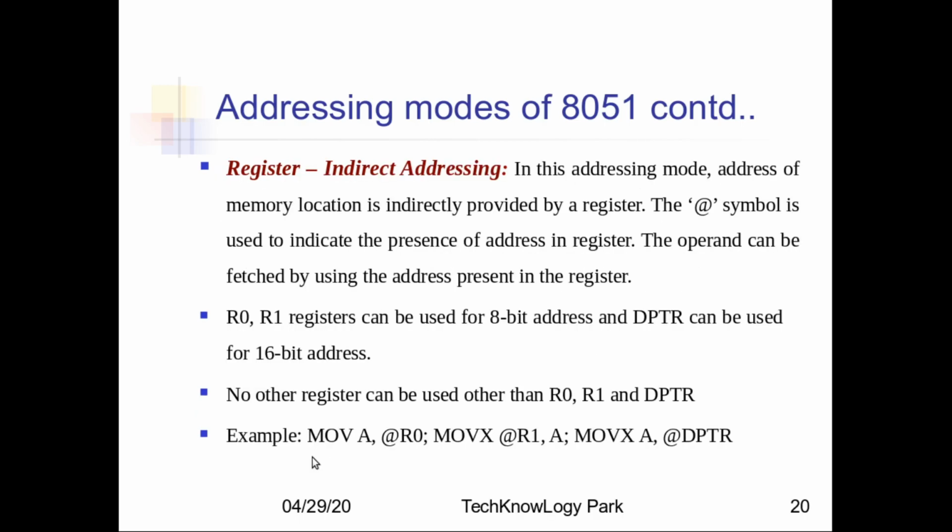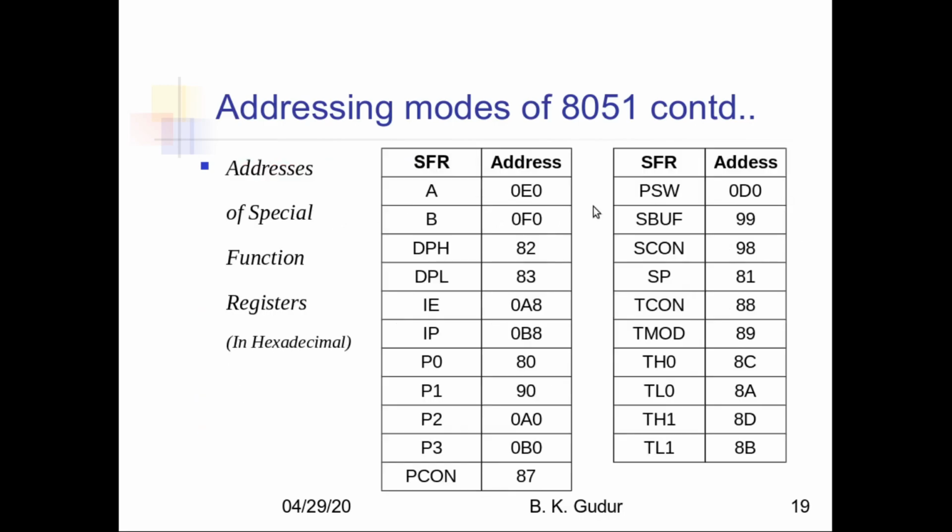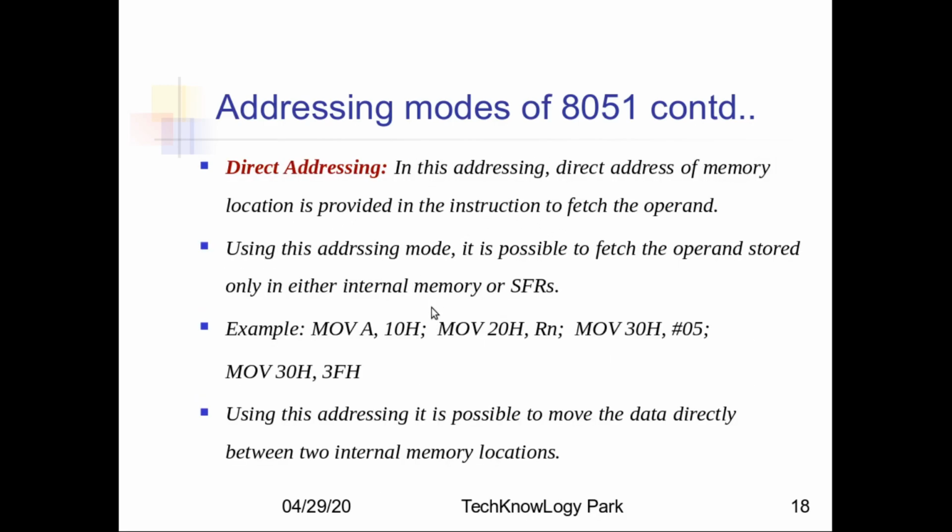And the next one is the register indirect addressing mode. In this addressing mode, the address of a memory location is indirectly provided by a register. In the case of direct addressing mode, which we have discussed, the address is given directly, like MOV A, 10H: go to the 10H memory location, fetch the data and store it in the accumulator. Or take the content of register Rn, go to memory location 20H and store it there. That's the meaning; the address has been given directly.